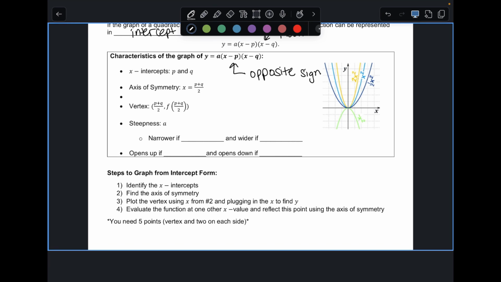Your axis of symmetry, or the x-coordinate of your vertex, is directly in the middle of P and Q. So what you do is you find the average of P and Q, or find the middle. You take P and Q, you add them up, you divide by 2. You're finding the middle.